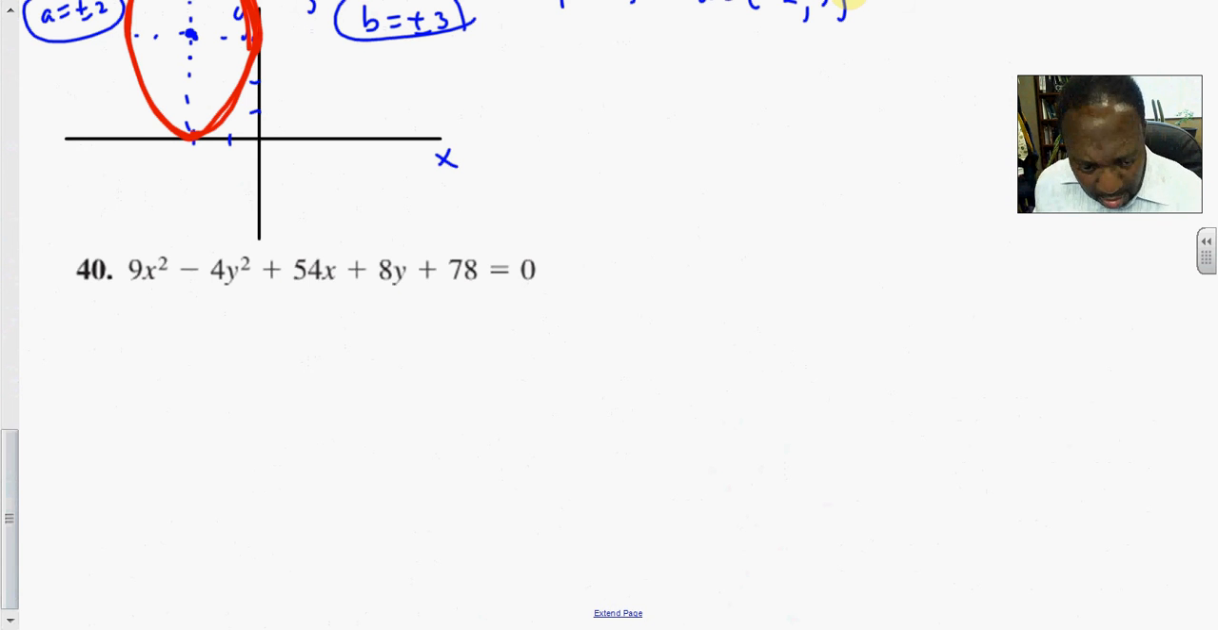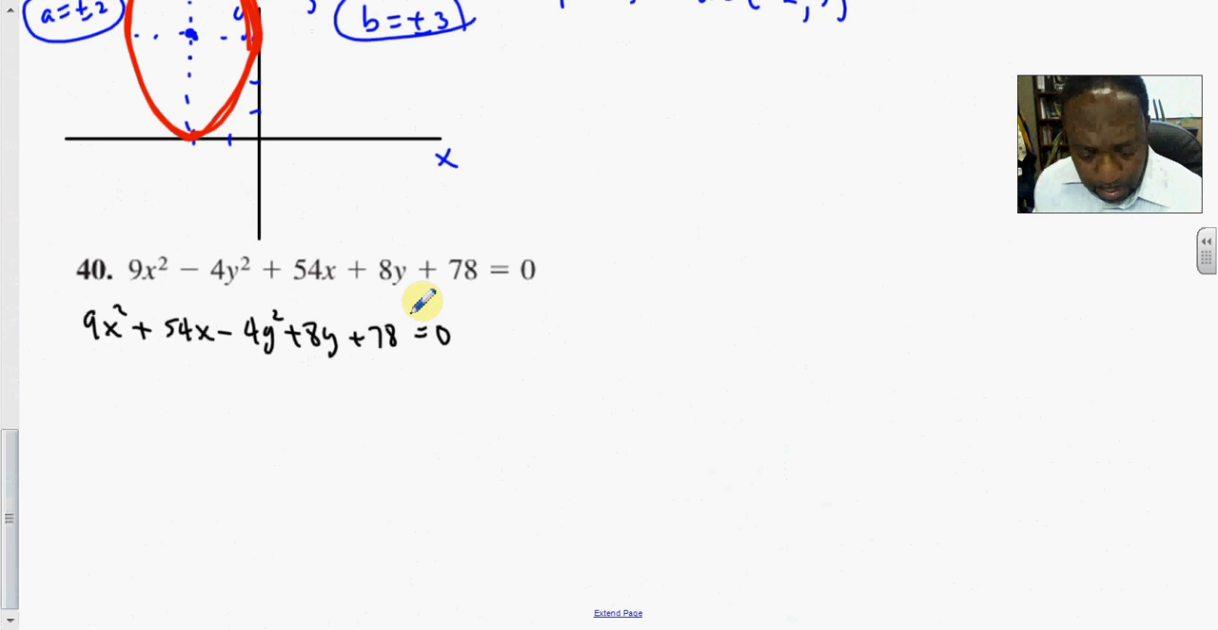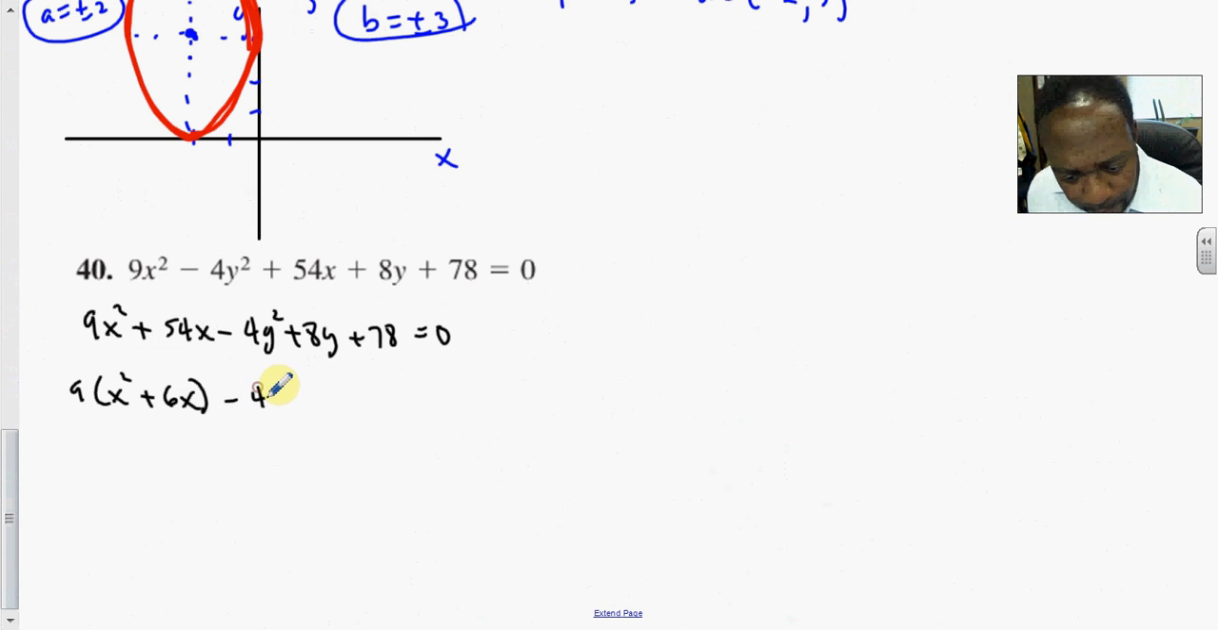So now here we collect the like terms. So 9x squared plus 54x minus 4y squared plus 8y plus 78 equal to 0. Factor out a 9. Factor out a 4.